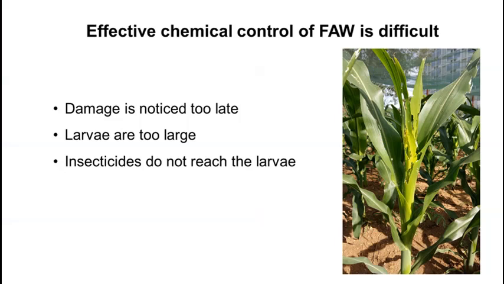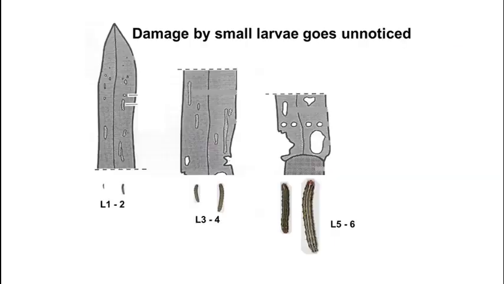The reasons are that damage is noticed too late. You can see that the lesions on the leaves of this plant are very big, meaning the larvae are too large to be controlled by means of a chemical. And because of the frass and leaf shape, insecticides do not reach the larvae deep inside the whorl. The reason why insecticides are applied too late is because larval damage goes unnoticed.